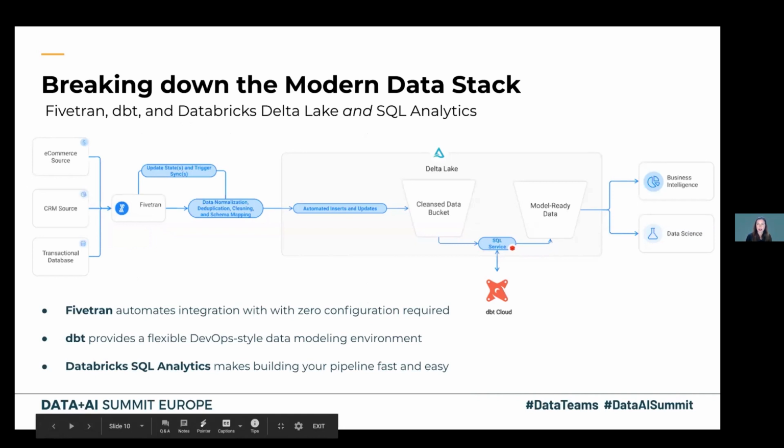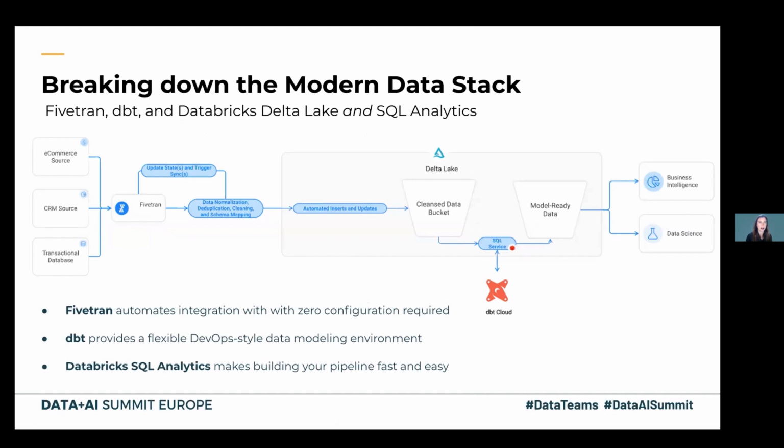So thinking about how all these pieces now work together, setting up this type of ELT pipeline on the modern data stack. You start with Fivetran. So let's say you had a set of transactional databases, an e-commerce data source, and a CRM. You could set up in Fivetran a connector to each of those data sources. Fivetran normalizes your data, does deduplication and cleaning, and then maps it into a consistent schema onto Delta Lake.